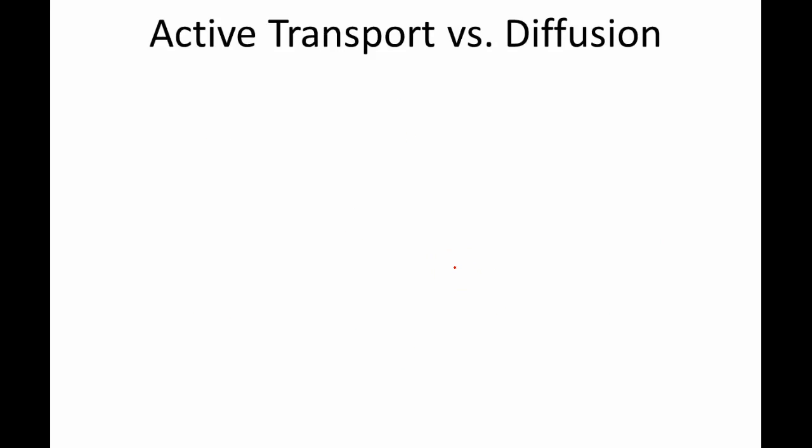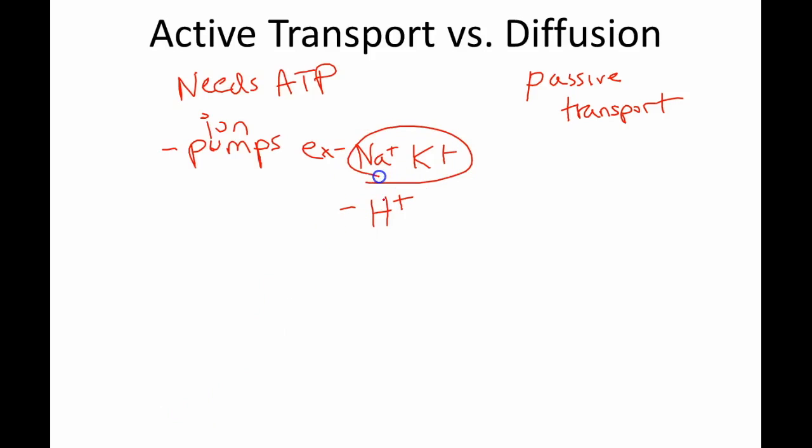Active transport versus diffusion, which is on the order of passive transport. Active transport requires energy. Active transport very often is going to be by the nature of pumps in a cell membrane. The molecules they often pump are like sodium and potassium, which is a great example. Also, hydrogen is a very famous example. In the case of the sodium-potassium pump, this is what sets up the resting potential in a neuron.